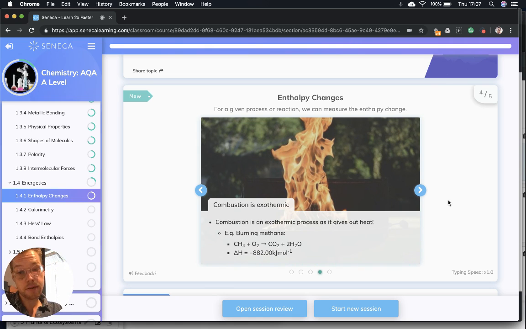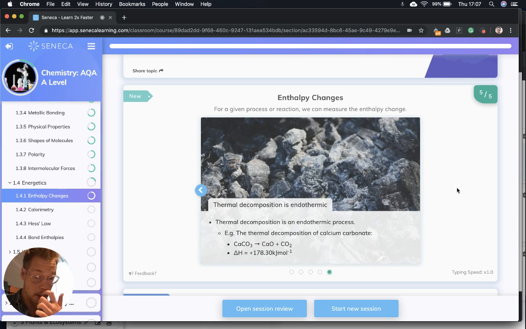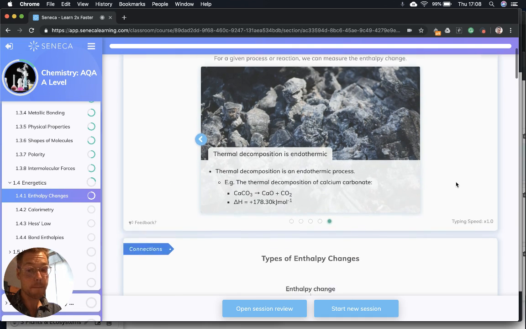And so if we were to burn methane, we'd produce carbon dioxide and water, and the enthalpy change is about minus 900, and it's negative because it's exothermic. An example of an endothermic reaction is thermal decomposition. A really common one in chemistry is the thermal decomposition of calcium carbonate, which is CaCO3, and that decomposes to calcium oxide and CO2. This has an enthalpy change of about 175, and it's positive.